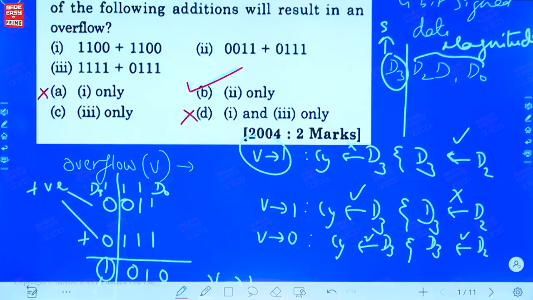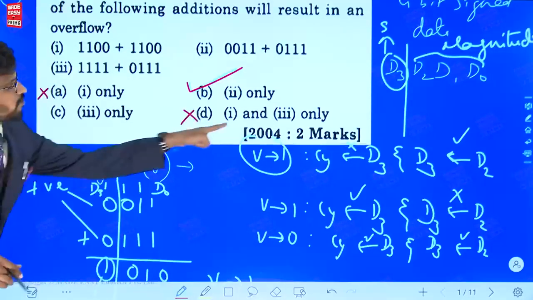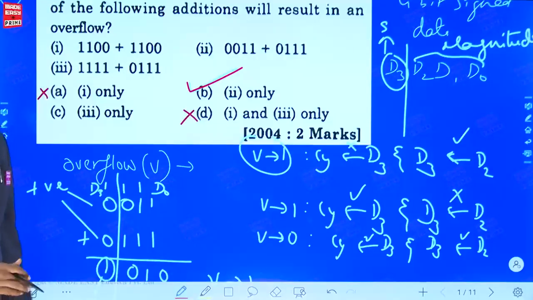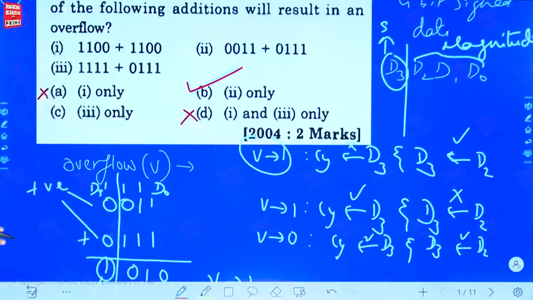Very simple. So what is the logic I have discussed here? If the first one is wrong, remove the options wherever that one is there. That is a shortcut, so you'll save some time. That's it. That is the first one. Hope you have understood.